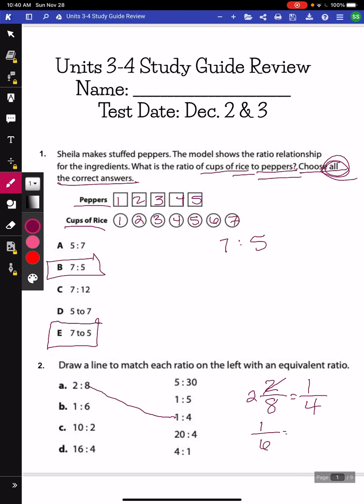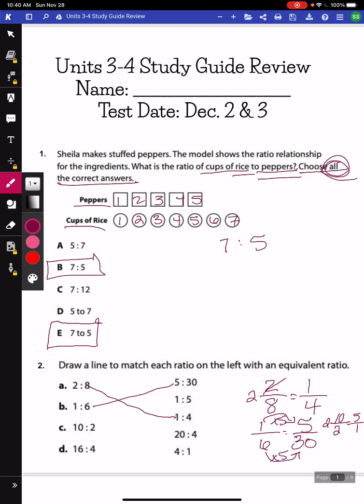So what about if we go to 30? 6 times 5 is 30. 1 times 5 is 5. Look at that. 10 to 2, that's not simplified. Let's go ahead and simplify that. Both even numbers, so we can simplify by 2. 2 can go into 10 5 times, and 2 can go into 2 one time. So we get 5 to 1.